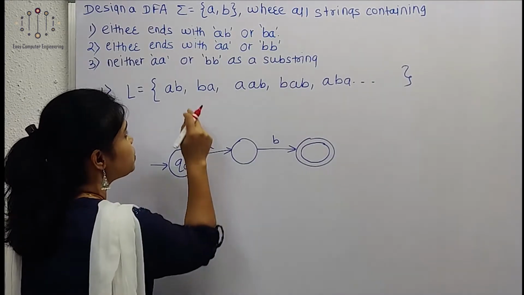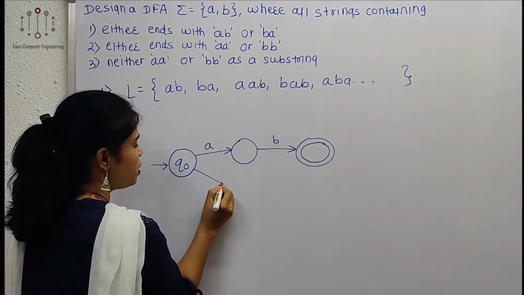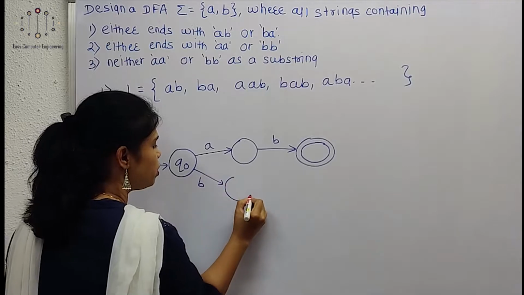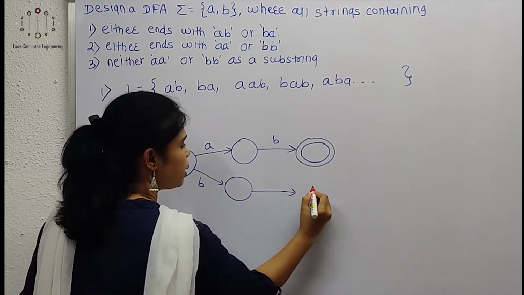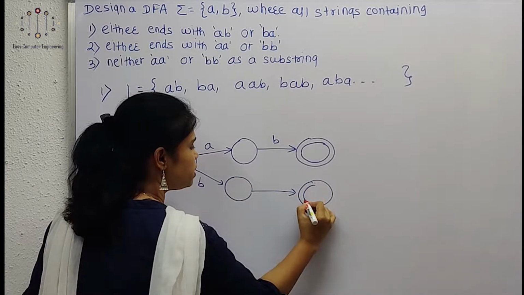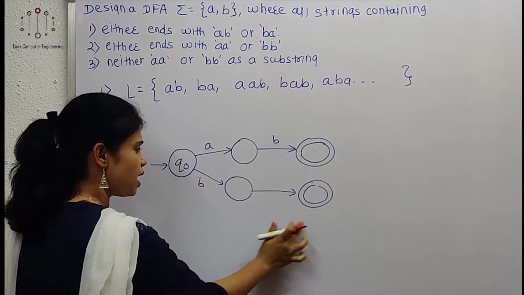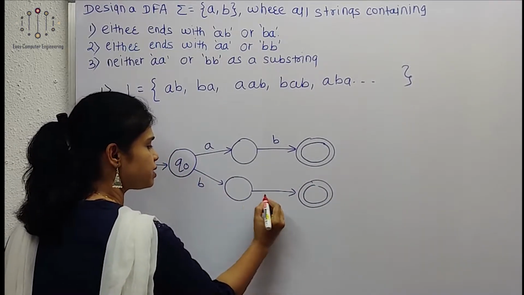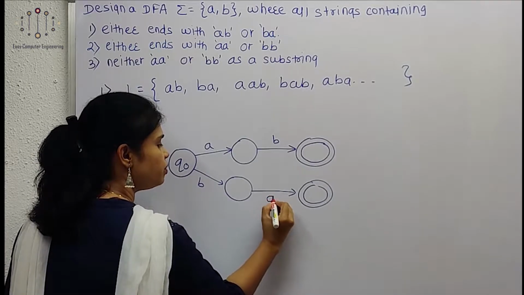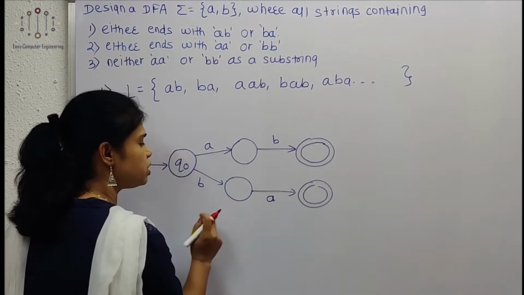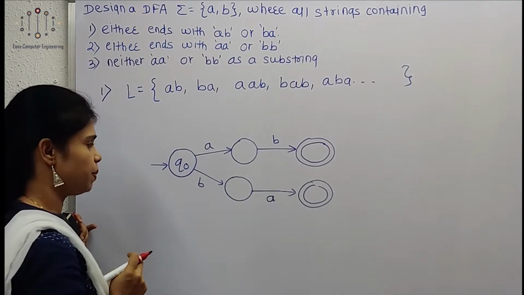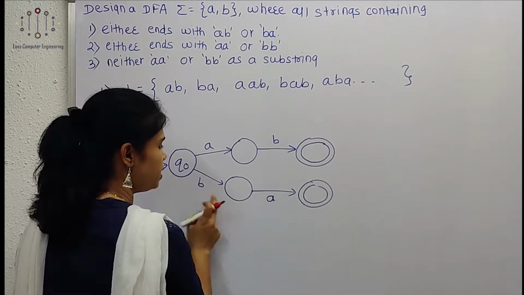In the same way, if my strings end with BA, here we are going to take one more line where we are going to show 3 states. From this path we can accept BA, those strings which end with BA. Okay, so ends with AB, ends with BA.